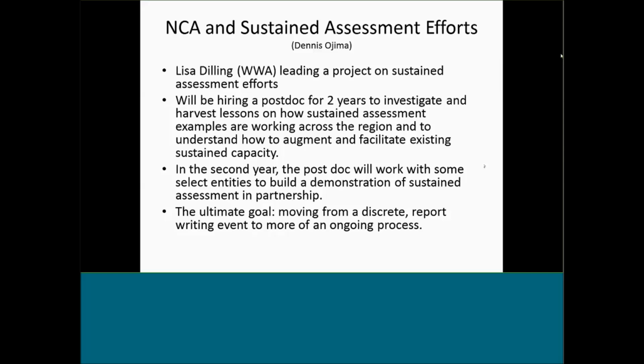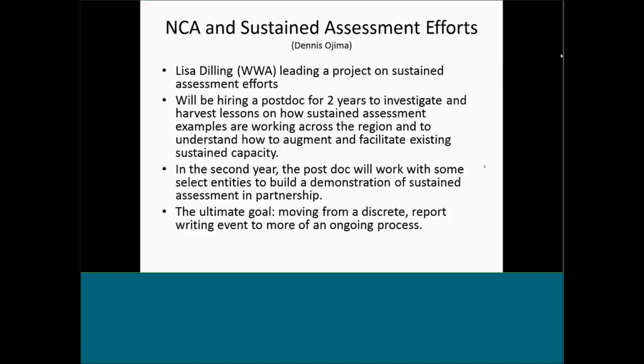There's a point on Dennis's slide, the ultimate goal of moving from a discrete report writing event to a more ongoing process, which came out of the sustained assessment report that the NCADAC wrote near the end, or perhaps in the middle, of the previous assessment. We're seeing it more as pathfinding for what ought to go on in, if you will, a continuous national assessment, such as looking at attribution issues, risk, adaptation.